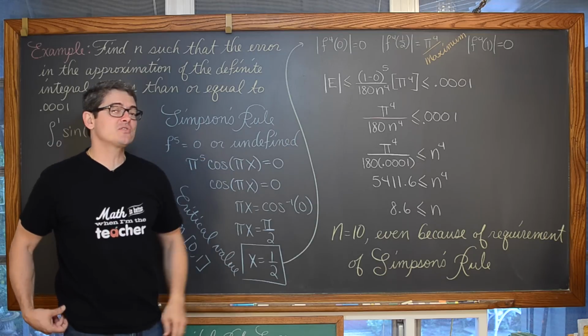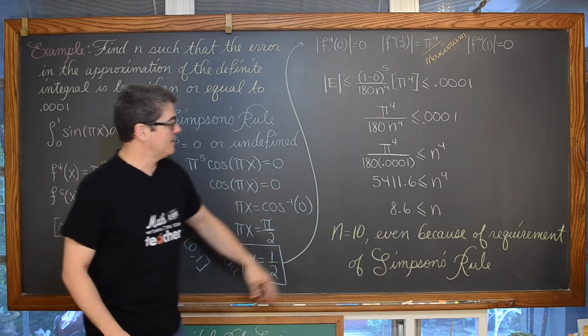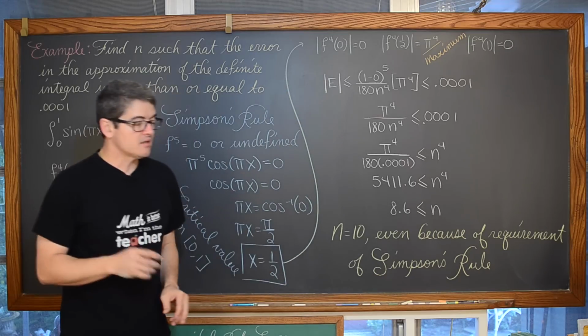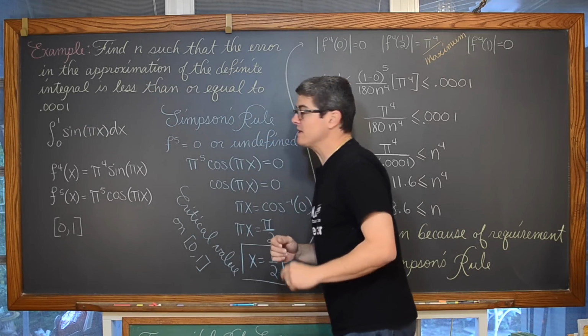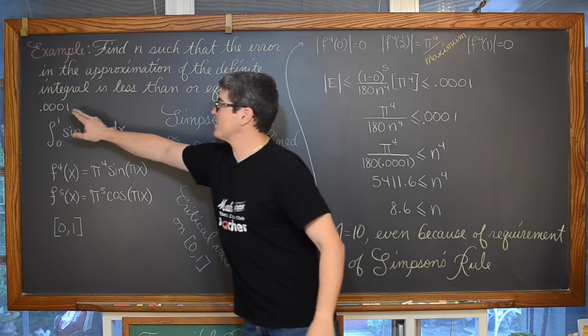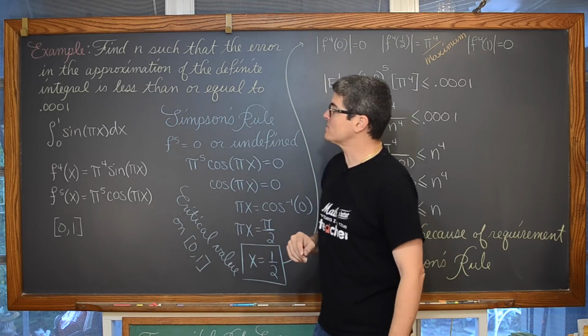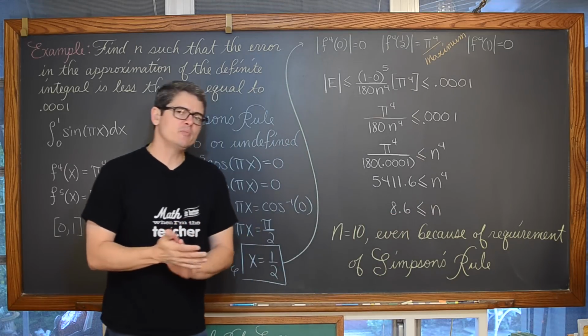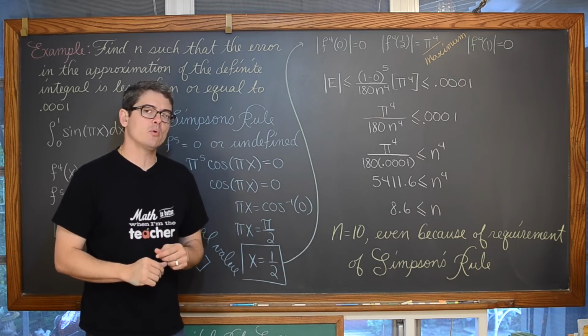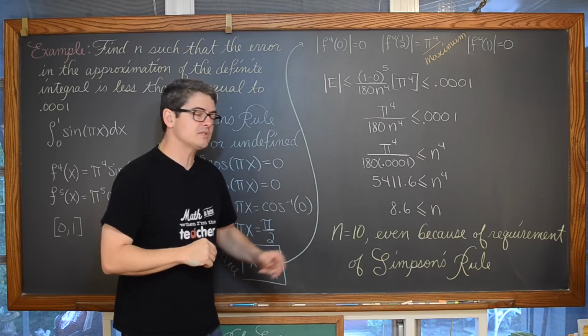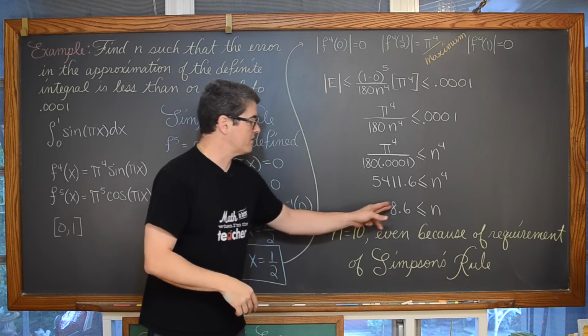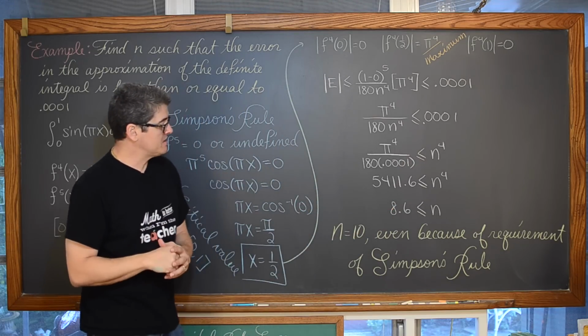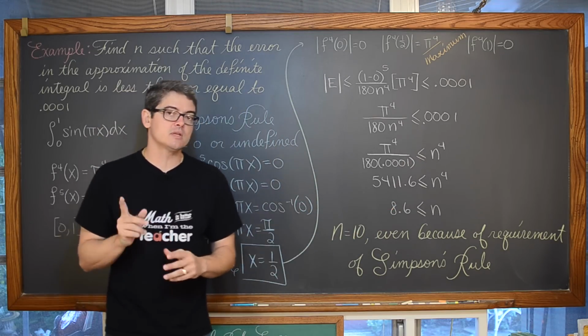So there is the work to our last example, finding the required n so that the Simpson's rule will get an estimation of the definite integral that is within that requirement of 0.0001 on the maximum error. And with n needing to be greater than or equal to 8.6 to meet those requirements, we have to take that up to an even number, which is greater than 8.6, of course. That is going to be 10 because of the requirements, again, of the Simpson's rule.